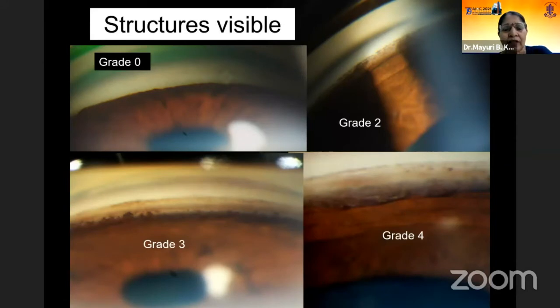Then the visibility of the structures, how many structures you see, decides the grading of the angle. Here the iris is directly in contact with the cornea, so this is grade 0.